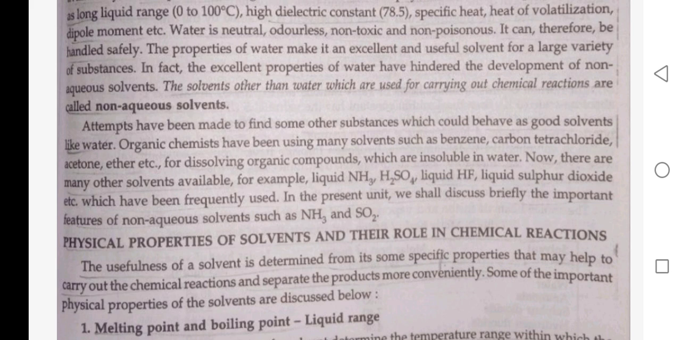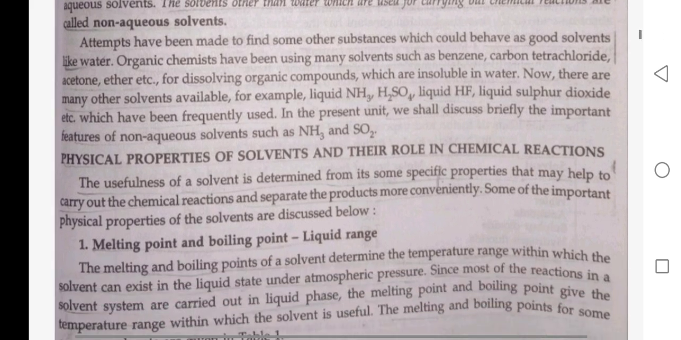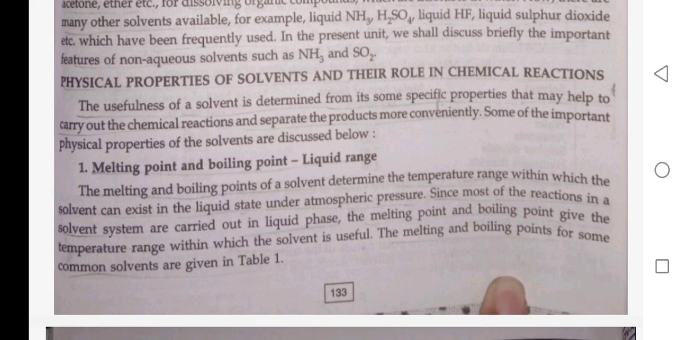Now there are many other solvents available, for example liquid NH3, H2SO4, liquid HF, liquid sulfur dioxide, etc., which have been frequently used. In the present unit, we shall discuss briefly the important features of non-aqueous solvents such as NH3 and SO2. Physical properties of solvents and their role in chemical reactions. The usefulness of a solvent is determined from some specific property that may help to carry out the chemical reaction and separate the product more conveniently. Some of the important physical properties of solvents are discussed below.